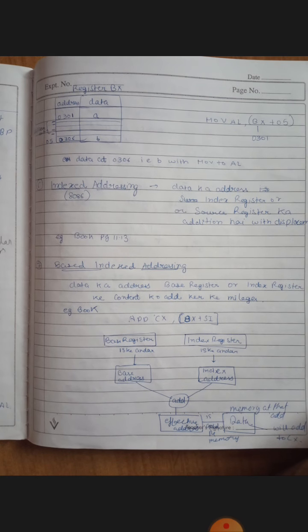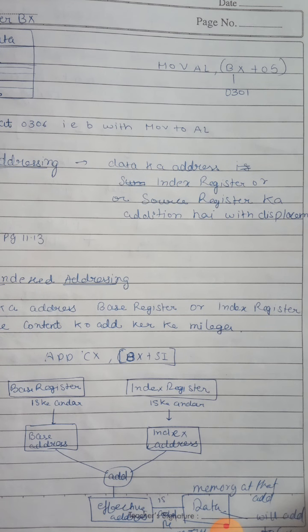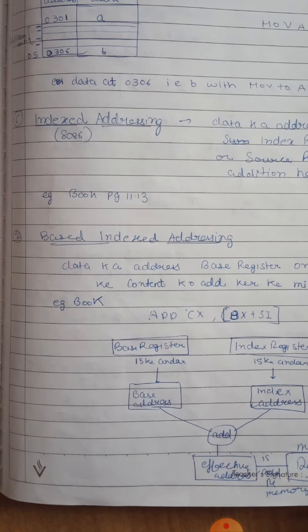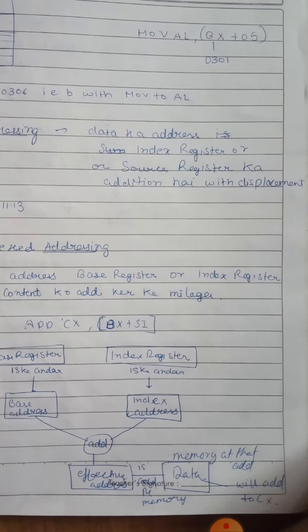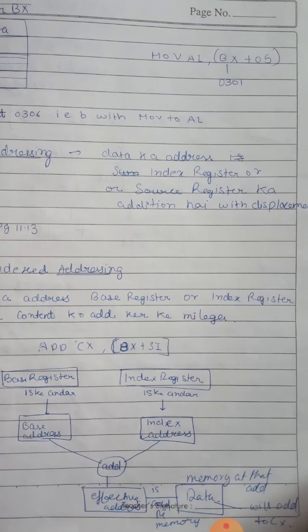The next is index addressing mode. In index addressing mode, the address of the data is present in an index register, as per its name, or source index register. The index register works the same as a base register; the only difference is that instead of the base register, we put the index register, and everything else is the same as base addressing.